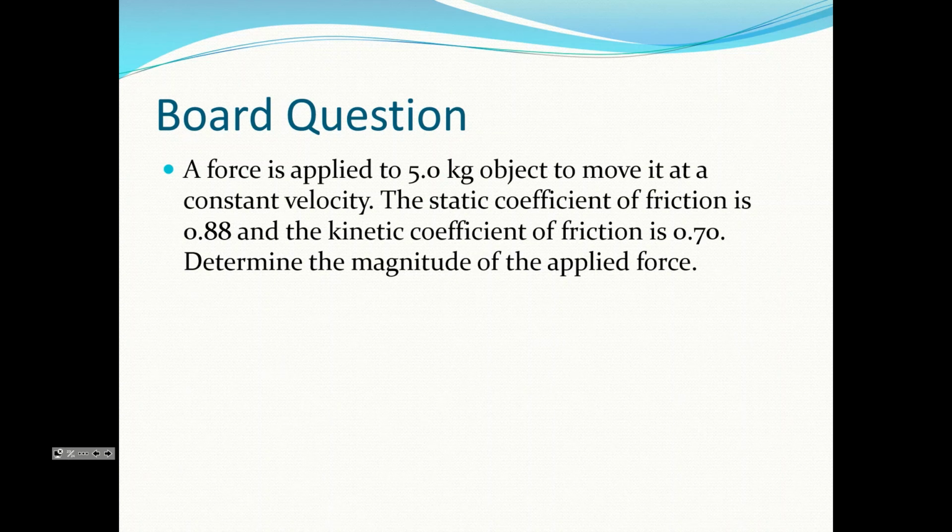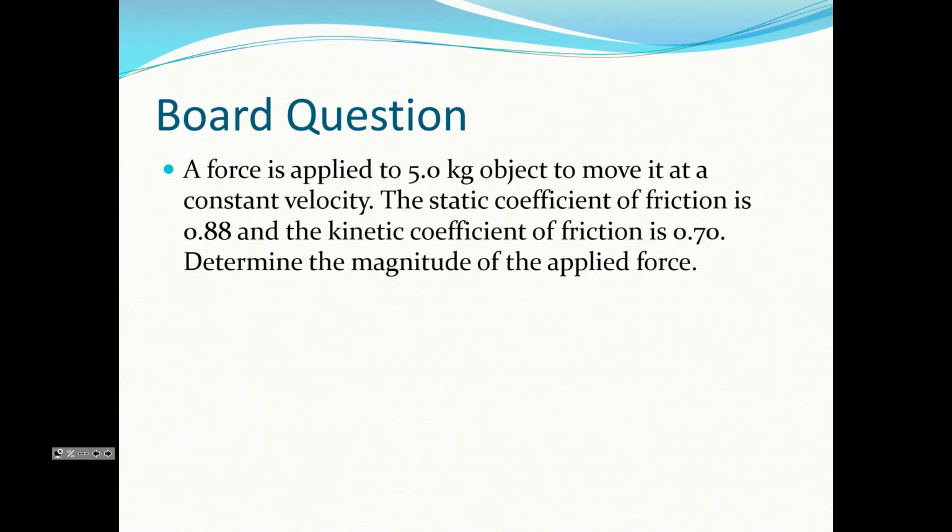A force is applied to a 5 kilogram object to move it at a constant velocity. The static coefficient of friction is 0.8, and the kinetic friction is 0.70. Determine the magnitude of the applied force. To do this question, draw a free body diagram. So we have a 5 kilogram object. There's an applied force. It's moving at a constant velocity, so there's a force of friction, and those are equal.